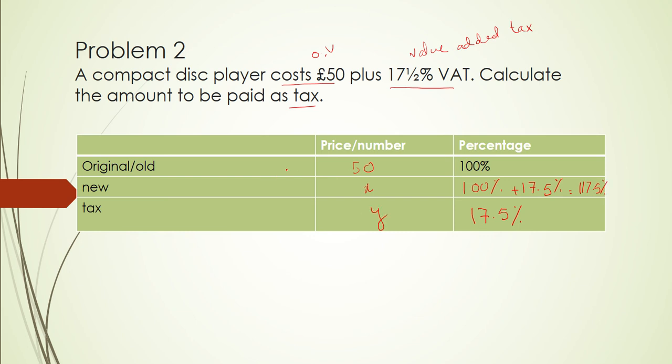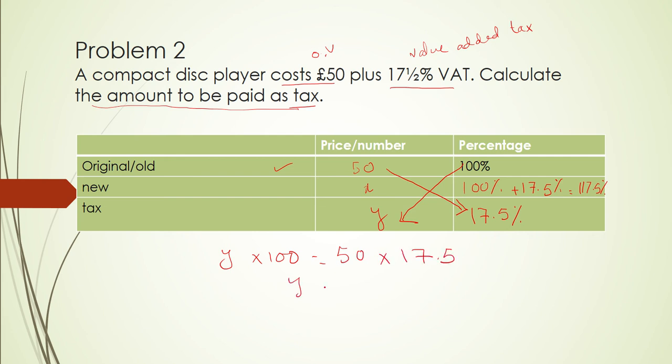Now, the information which is complete is for the original value, the amount, and the percentage. Now, we can find either x or y with the help of these two. What are they asking? Amount to be paid as tax, means they are asking only the tax. They are not asking the new amount. So we can multiply 50 with 17.5 and 100 with this y. So it will become y multiplied by 100 is equal to 50 multiplied by 17.5.